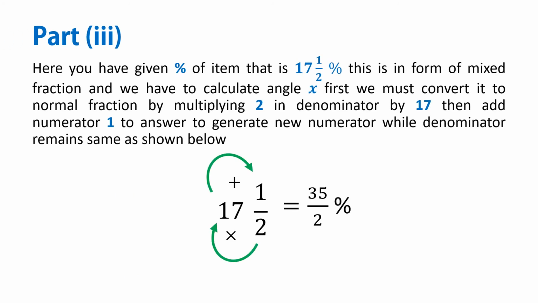Part 3. Here you have the given percentage of item, that is 17.5%, which is in the form of a mixed fraction, and we have to calculate angle X. First we must convert it to a normal fraction, by multiplying 2 in the denominator by 17, then adding numerator 1 to the answer to generate the new numerator, while the denominator remains the same, as shown below.